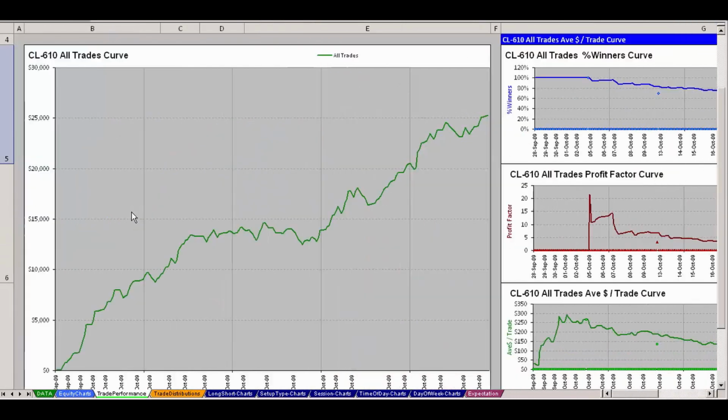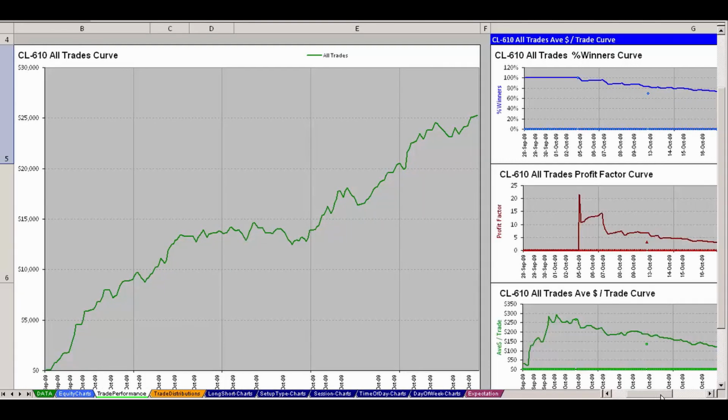Okay, let's go look at the trade performance graphs and see what they're telling us. Our equity curve is looking real nice. We have this little slow period here in the center of the equity curve, but other than that, it's steeper than a 45-degree angle, so that's really looking good.